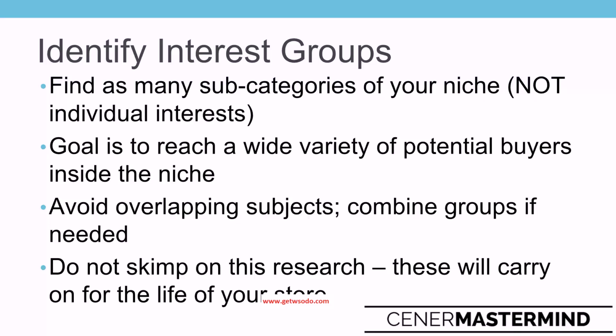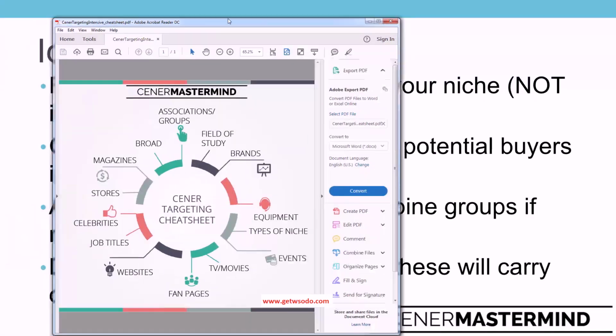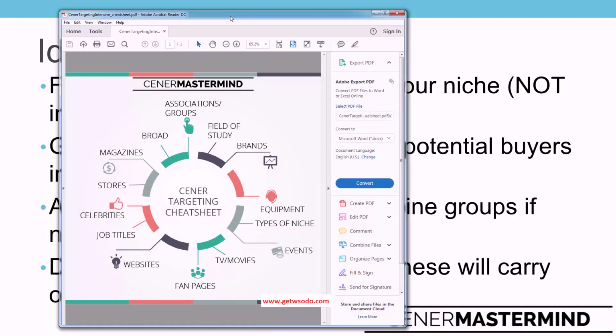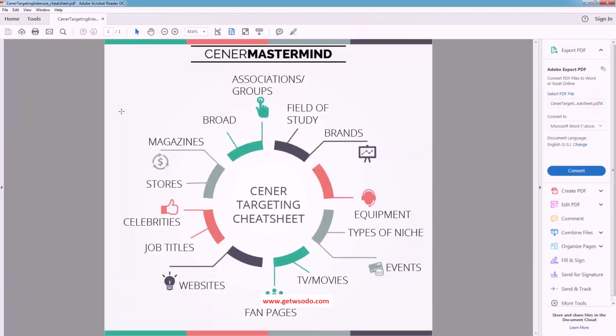Okay, you need to find as many subcategories of your niche as possible, okay? And we're not talking about individual interests. Okay, we're talking about groups of different interests, groups or categories, where then we would add in interests afterwards. Here's a little list of 14 potential interest groups in pretty much any niche, okay? And we'll take cats for example again, right? Step one is identifying as many interest groups. These are 14 potential interest groups.